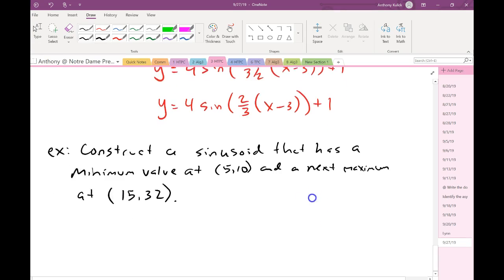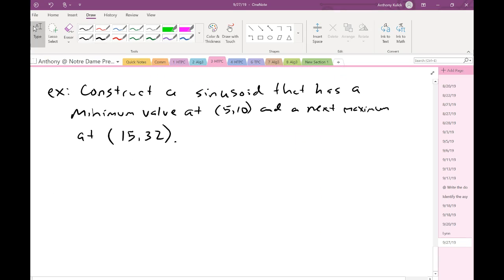So this next example says construct a sinusoid that has a minimum value at 5, 10 and a next maximum at 15, 32. Sydney, this is a situation where we're going to be able to tell whether the A's and C's should be positive or negative, because we're told something about what kind of points we have.